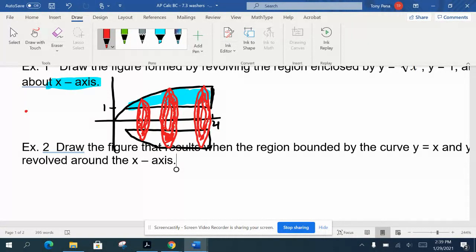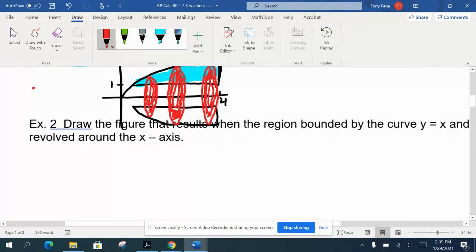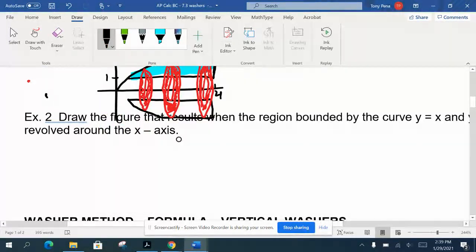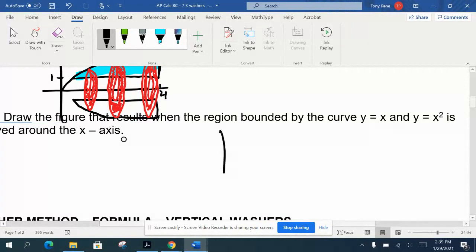So obviously we have a big hole in the middle, so it's no longer just going to be one circle. It's not going to be able to be a disc. All right, so number 2, same thing. I just want you to draw this. So we're going to do y equals x, which looks like this.